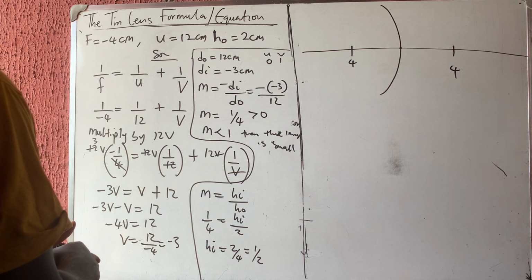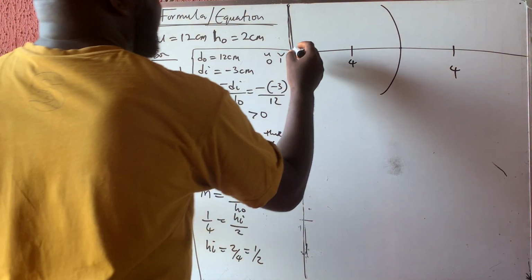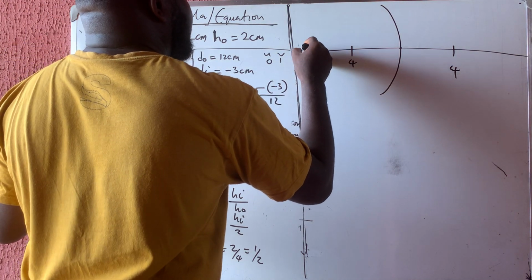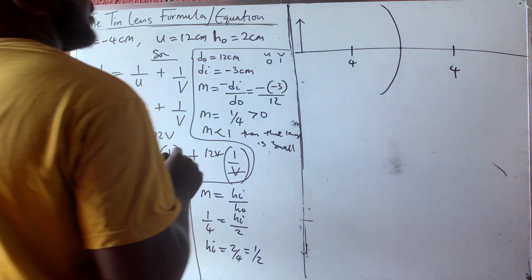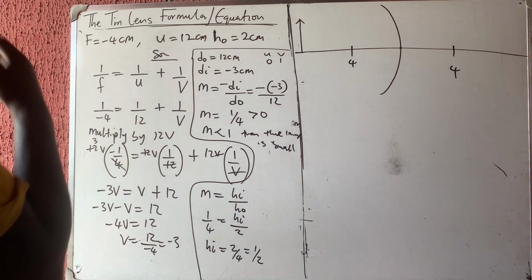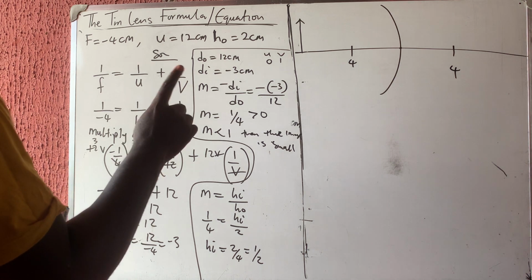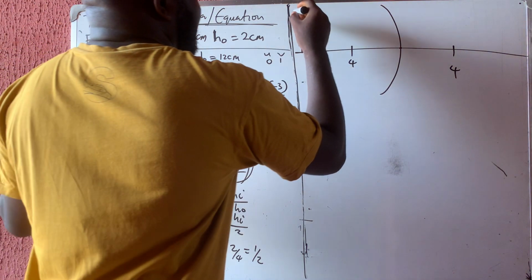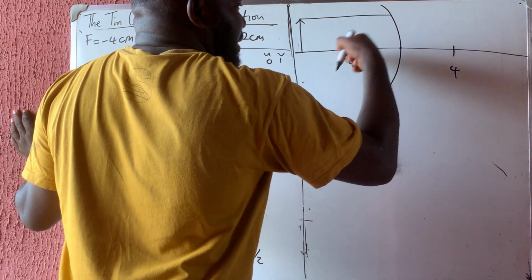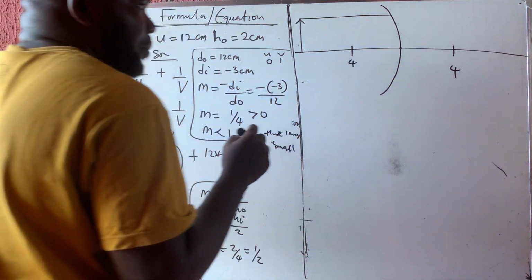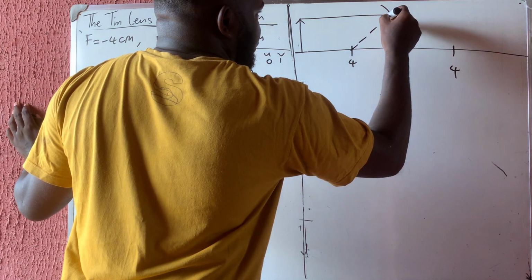Then they say that the distance of this object is 12. If the distance of this object is 12, that means this object is standing maybe somewhere here. Let's assume that it's somewhere here. Then let us now draw. And I told you that in drawing your concave lens, you should know that the line that is parallel to the principal axis appears to be coming from the foci. So it's supposed to go somehow like this.